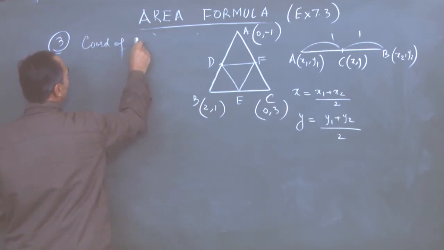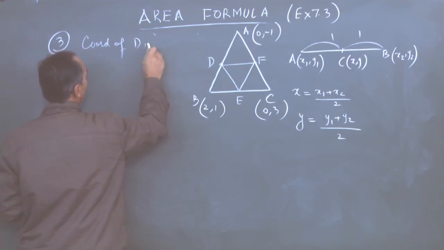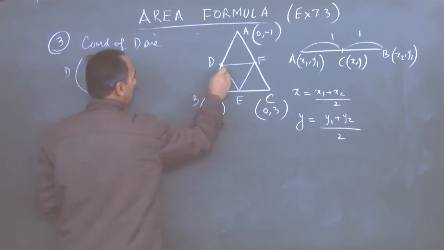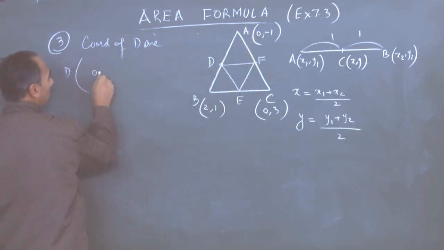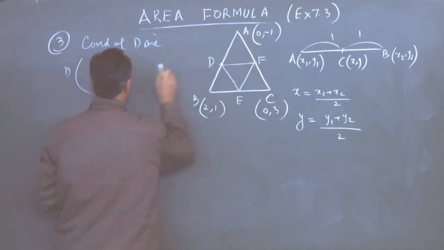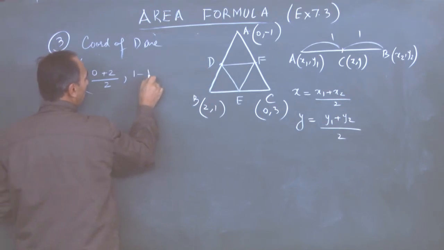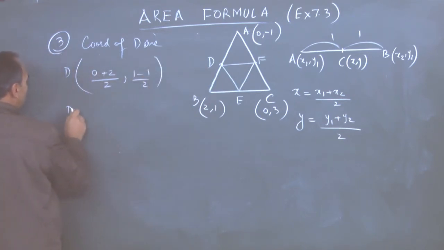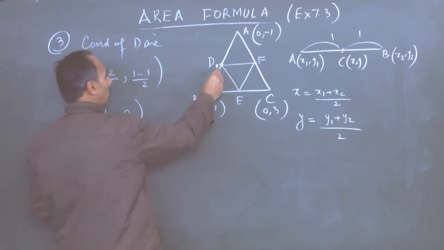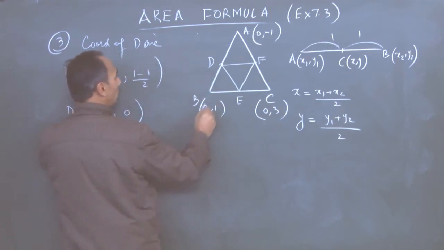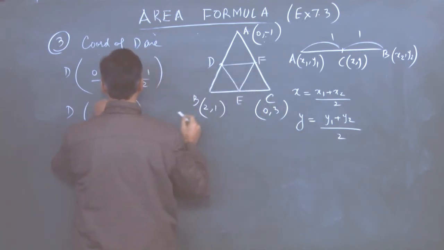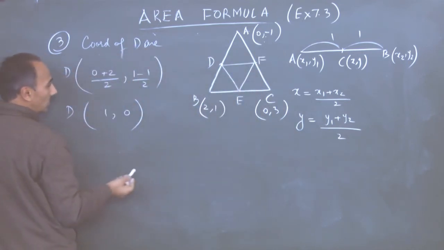Coordinates of D will be the x coordinates of the endpoints divided by 2, comma, the sum of y coordinates of the endpoints divided by 2. That is simply 1, 0. See, the x coordinate is (0 plus 2) by 2, the y coordinate is (minus 1 plus 1) by 2. That means 1, minus 1 plus 1 by 2 is 0. So this is 1, 0. So coordinates of D you found.